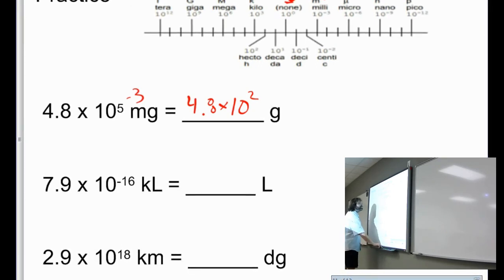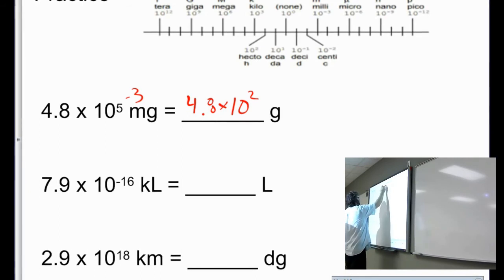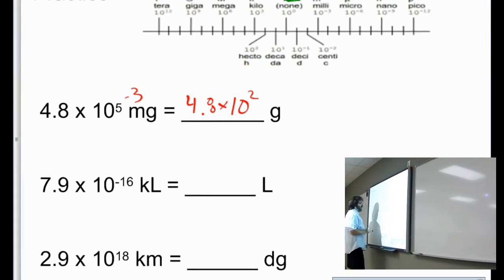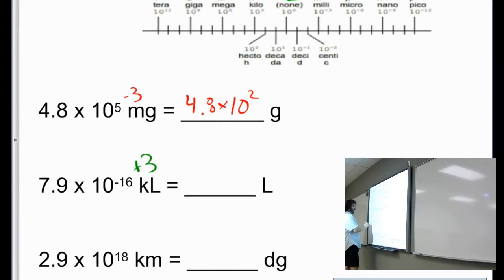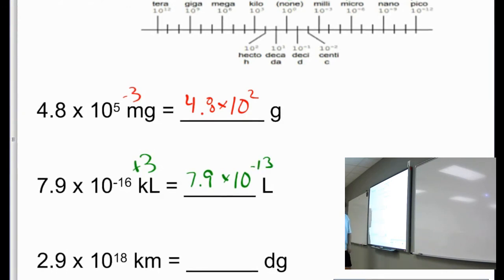Next one we've got is 7.9 times 10 to the 16th kiloliters. So we're starting at kilo, and we're going to liters, which is a base unit again. Moving 1, 2, 3 spots to the right. And so I'm going to add 3 to my exponent. 7.9 times 10 to the 13th then. Okay? So again, just adding to my exponent.